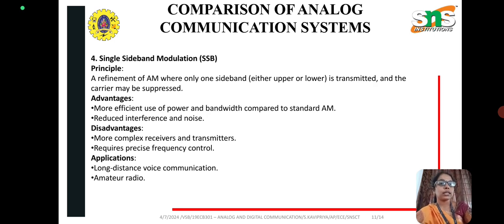Next one is SSB. Here it is a refinement of AM where only one sideband is transmitted and the other sideband is suppressed. Advantage is a more efficient use of power and bandwidth, and reduced interference and noise. Drawback is a more complex receiver and transmitter, and it requires precise frequency control. Application: long distance voice communication, amateur radio.